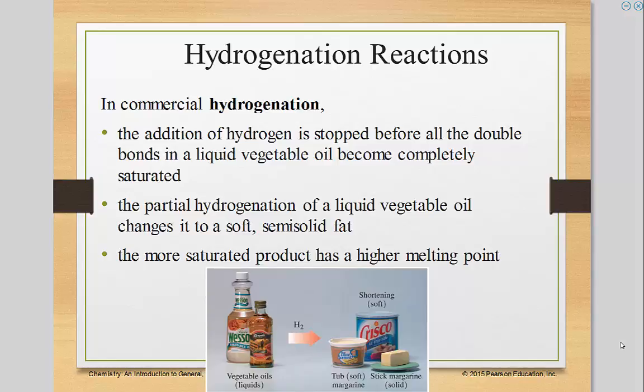In commercial hydrogenation, the addition of hydrogen is stopped before all the double bonds of the liquid vegetable oil are completely saturated. The partial hydrogenation of liquid vegetable oil changes it to a soft, semi-solid fat. That's why margarine is more spreadable than butter. The more saturated the product, the higher the melting point, which means the harder it is, the more solid. So the more double bonds you have, the softer it's going to be.